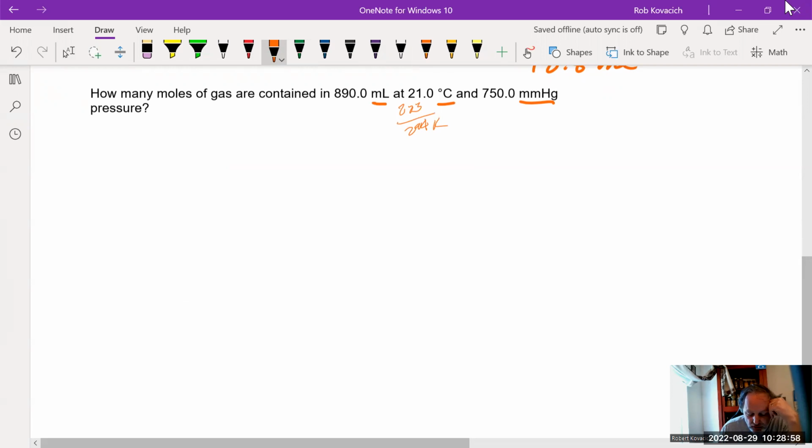So this must be an ideal gas law problem. The other reason I know it's an ideal gas law problem is because there's no before and after. There's only one volume, only one temperature, and only one pressure. There isn't an after pressure.